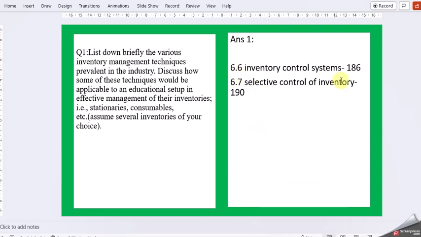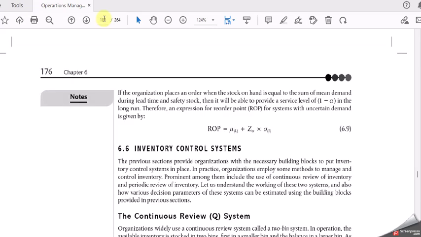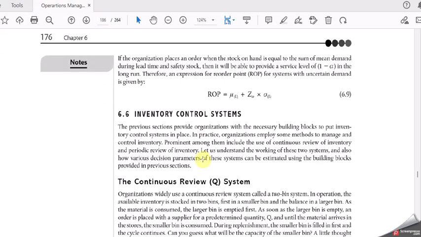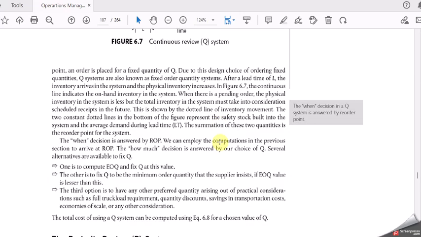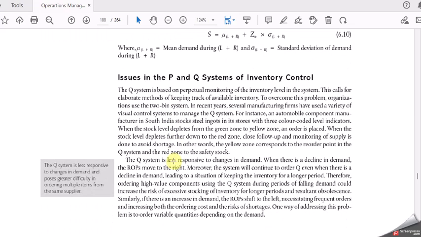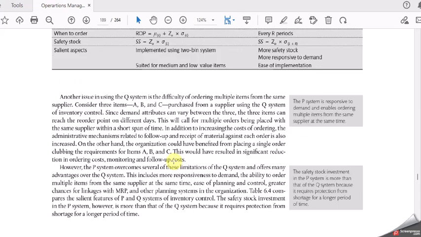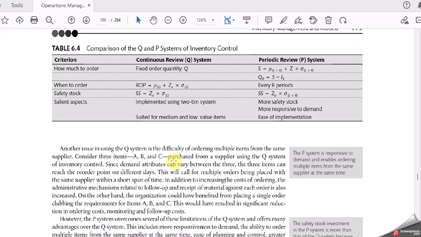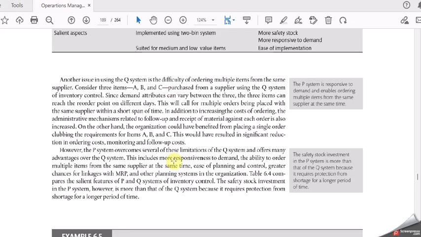Then in the book, page number 186, we can see inventory control systems. Here we have the continuous review system and the periodic review system. You can also give an introduction, and then try to identify what kind of inventory you would like to go ahead with, and what kind of controls.